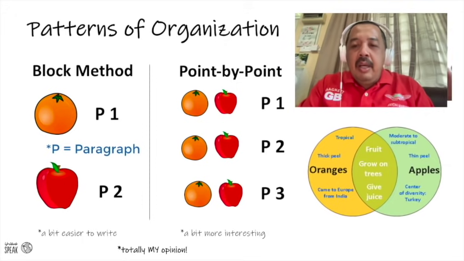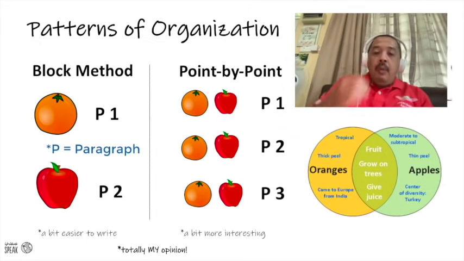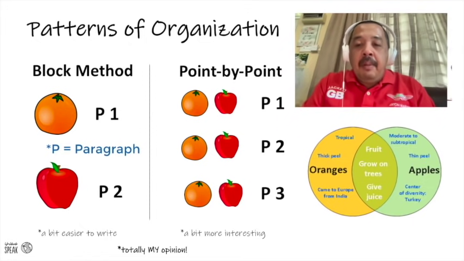The point by point method talks about both things you are comparing in each paragraph, and there are going to be more paragraphs. It won't just be two like the block method. So in paragraph 1, we are going to talk about one point of comparison, and we'll talk about the orange and the apple. And then in paragraph 2, we will focus on a different point of comparison again. We will talk about both the orange and the apple.